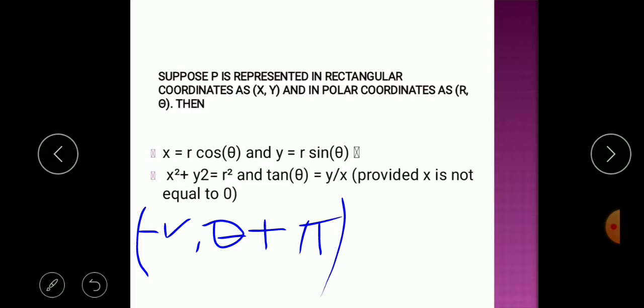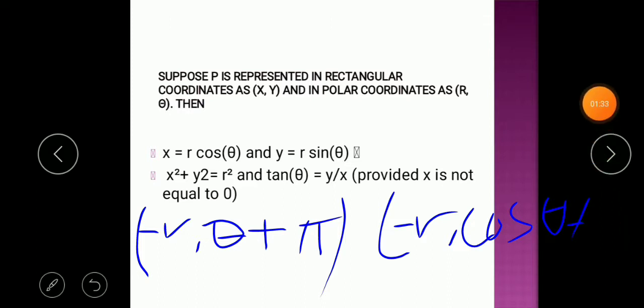Applying the theory to negative r and theta plus pi gives x is equal to negative r cosine of theta plus pi, which equals negative r times negative cosine theta, which is equal to r cosine theta, and y is equal to negative r sine of theta plus pi, which is equal to negative r times negative sine theta, which is equal to r sine theta.